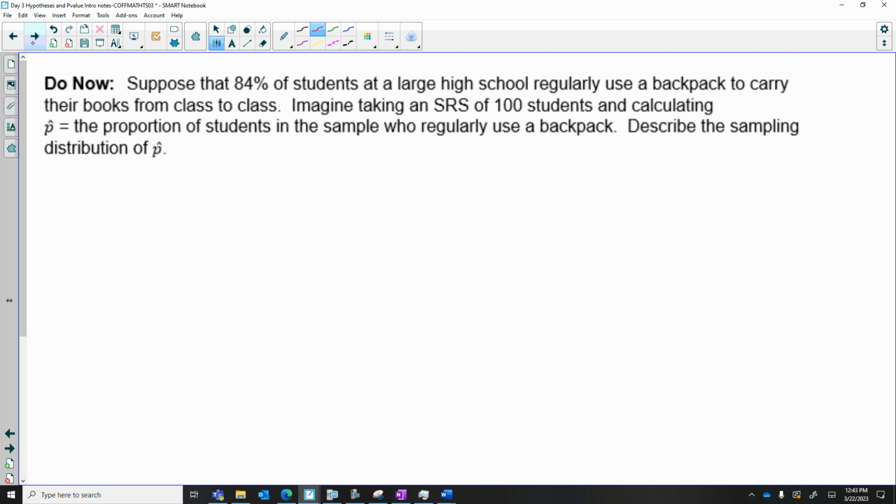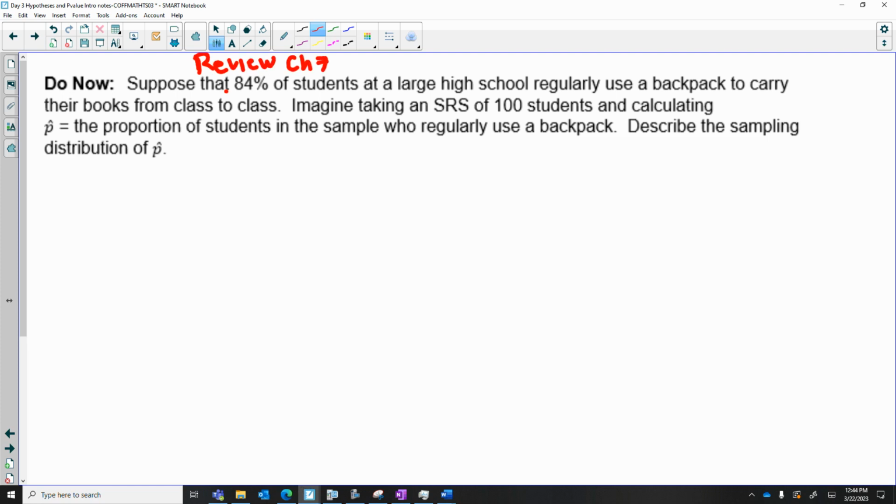So if you look at Day 2 notes, Chapter 9, and you look at where it says do now, this is actually a review question from the sampling distribution unit. So this is review from Chapter 7.